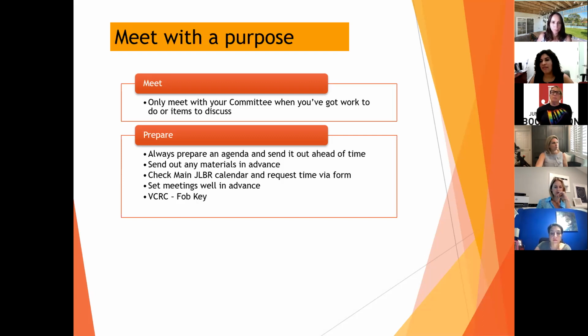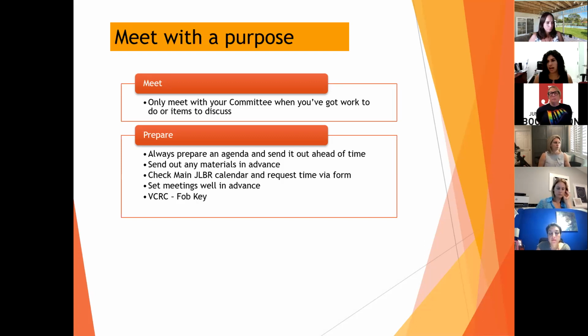Everybody here will have access to the VCRC, so everybody gets a fob key. This is something that you are responsible to contact Marcy for and get a fob key. We do have an alarm code that they will give you once you get your fob key. You will be responsible for opening and closing the VCRC if you're having a meeting. If you're the only person there, you're responsible for closing, and they'll go through the closing procedure with you. So please put in your notes to reach out to Marcy. They should have the fob keys already.